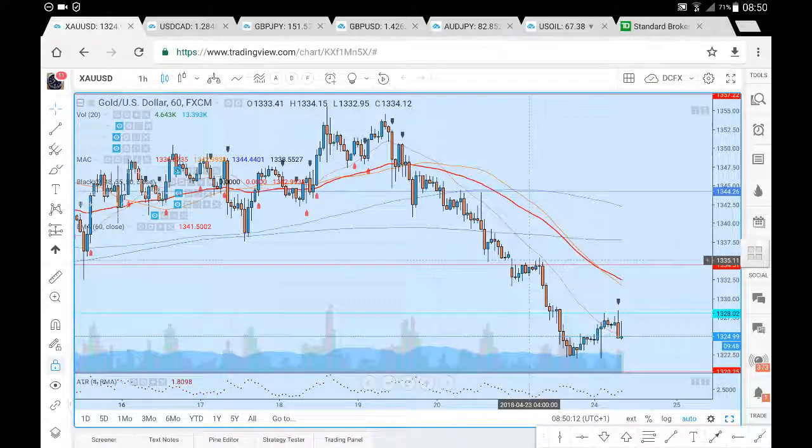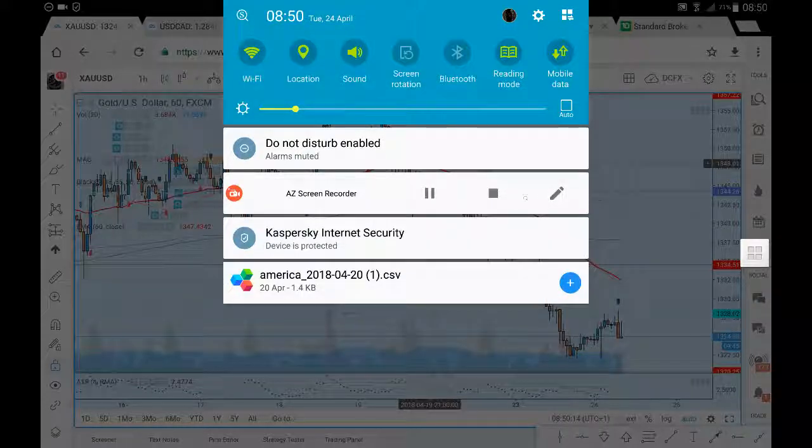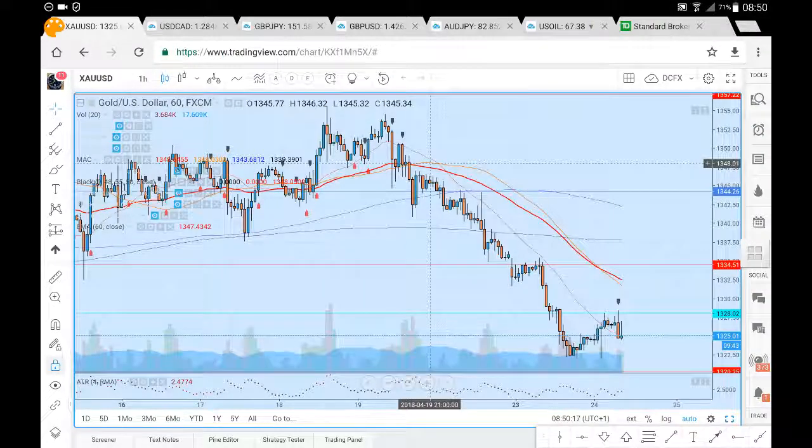So this is the XAUUSD analysis for Tuesday the 24th of April. Now let's just have a look at where prices are and where prices may likely go.